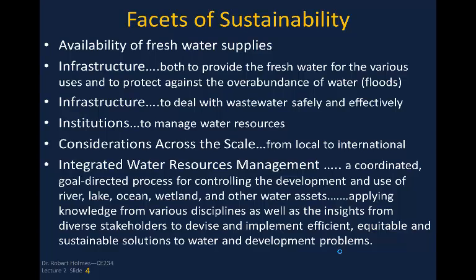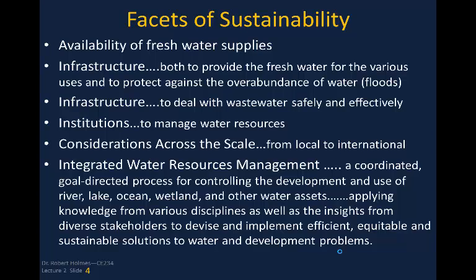sustainability, obviously we have the availability of fresh water supplies, be that either groundwater or surface water. We have the infrastructure to both convey that fresh water to the users, but also to protect when we have an overabundance of water, which would be in the form of flooding. We also have to have infrastructure to deal with wastewater. Obviously, if we allow our human waste or industrial waste to get out into the supply that we're drinking from, that causes disease.